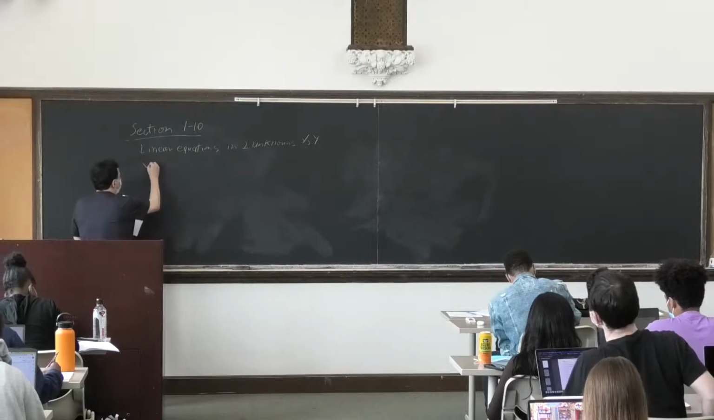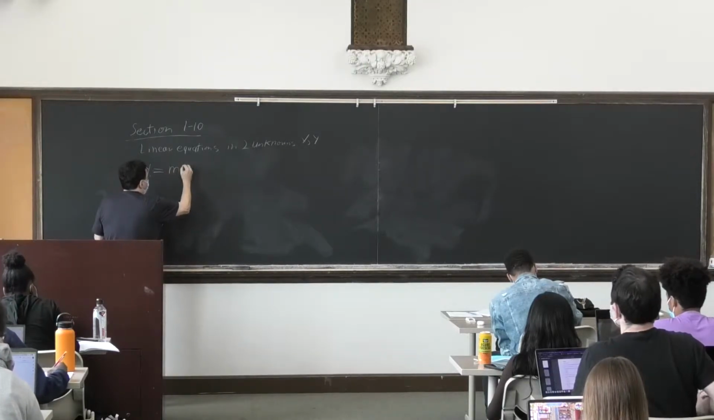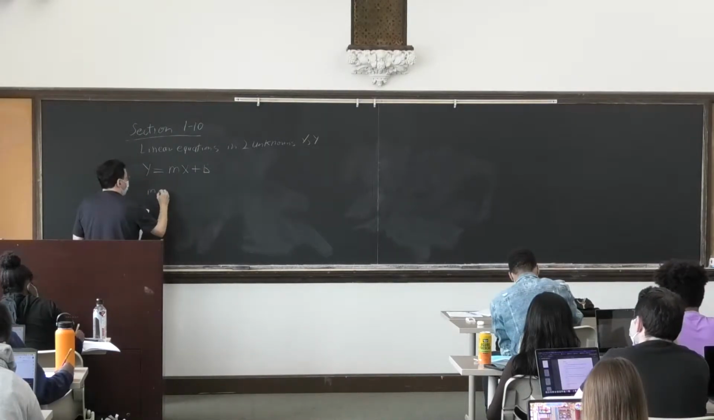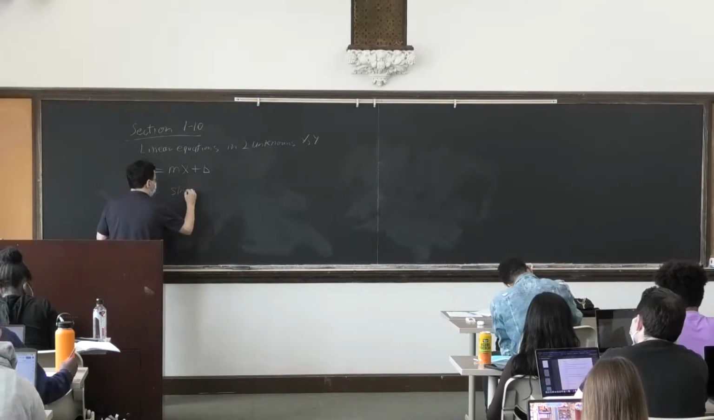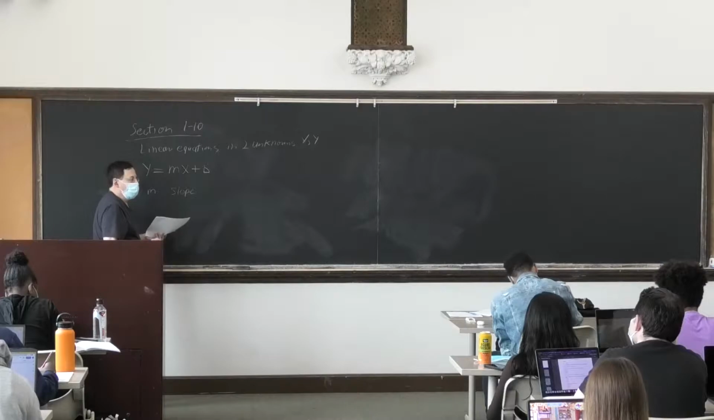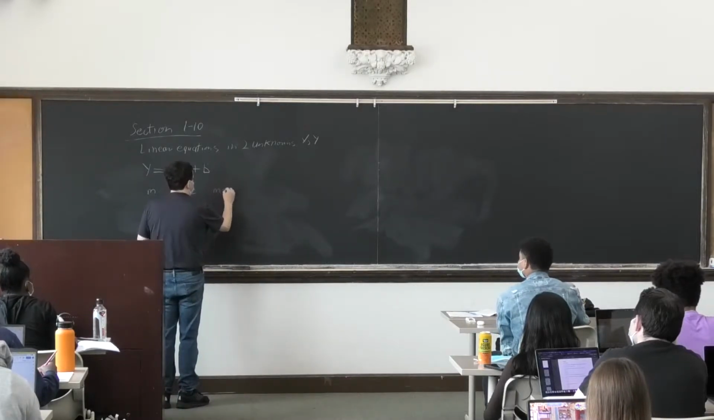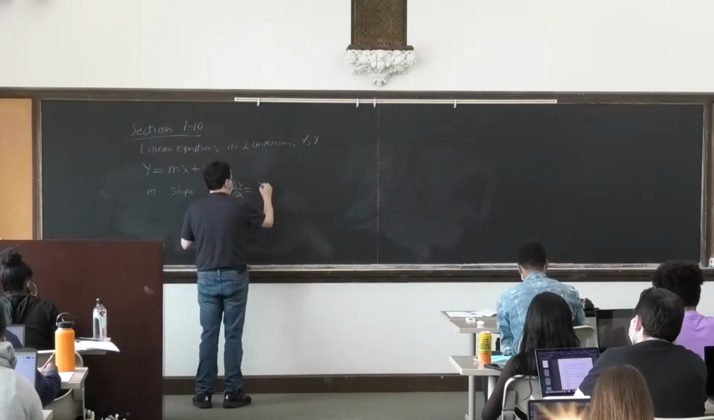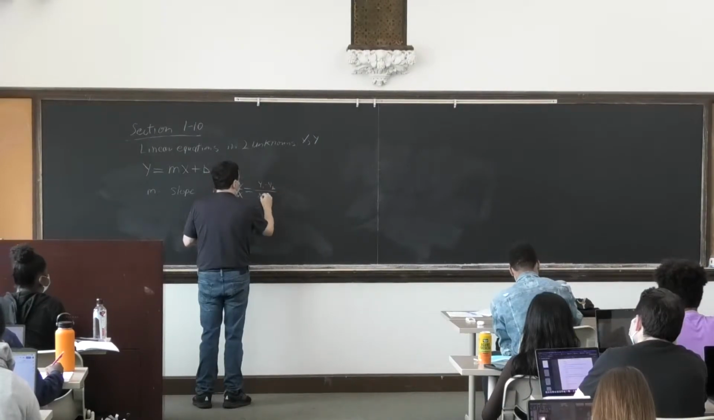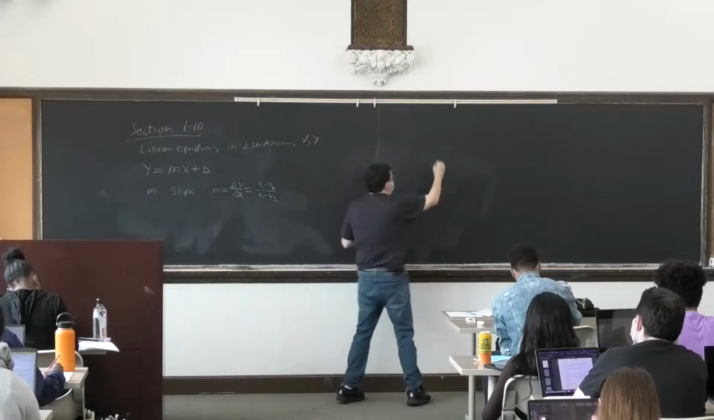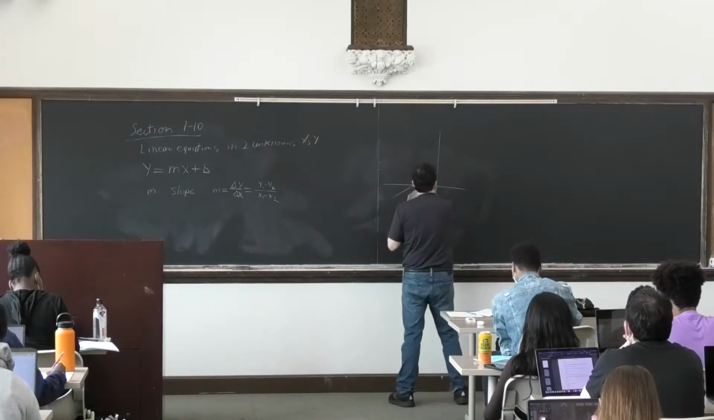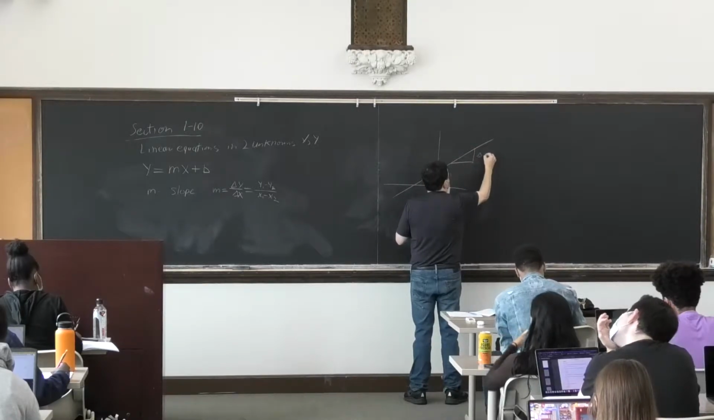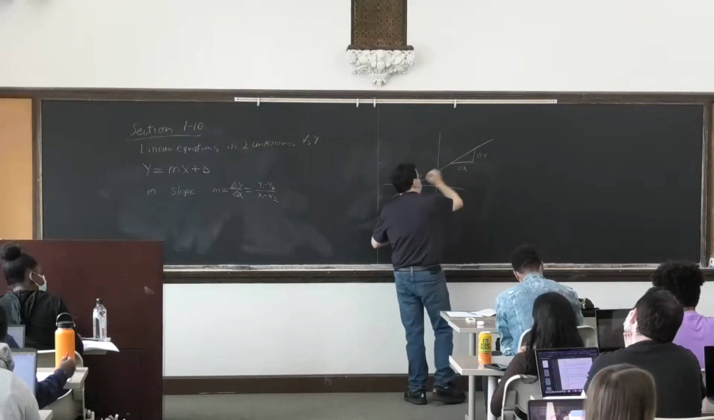And the standard form you should all know is y equals mx plus b. You should know m is the slope of the line. If you have 2 points on the line, you can say m is delta y over delta x, or y1 minus y2 over x1 minus x2. That's if we have a line, and we look at any section of it. Here's my delta y, here's my delta x, and this is the slope of this line.